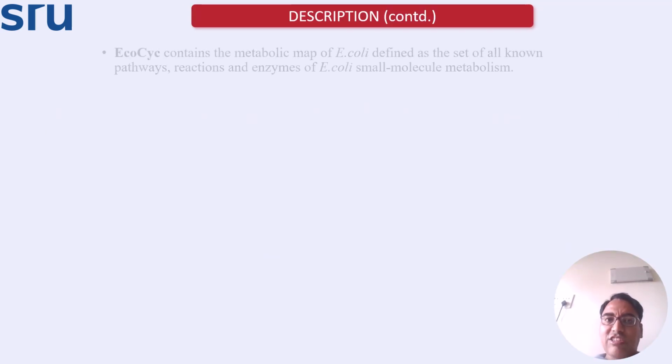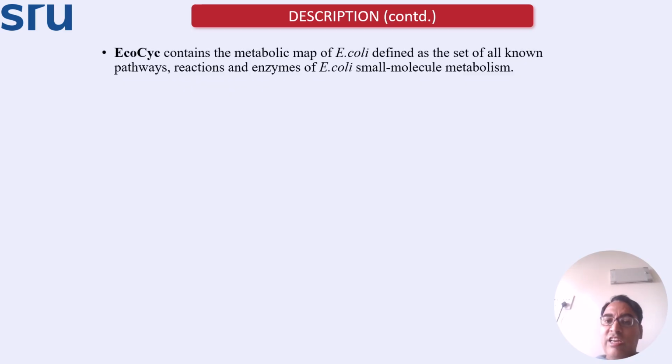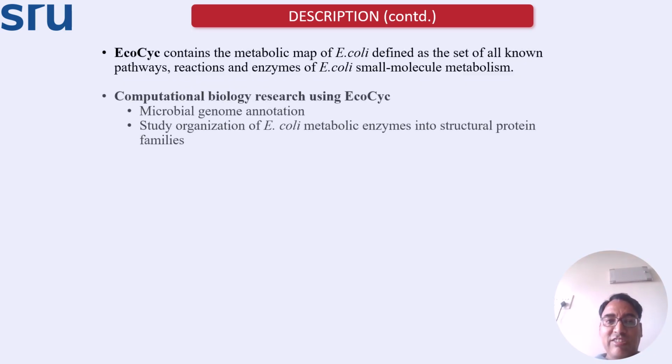See, when we start discussing EcoCyc, it is only meant for E. coli, as you know from the earlier sessions. And now it is used for microbial genome annotations, that is, finding the promoters. Okay, study like coordination of E. coli metabolic enzymes into structural protein families.